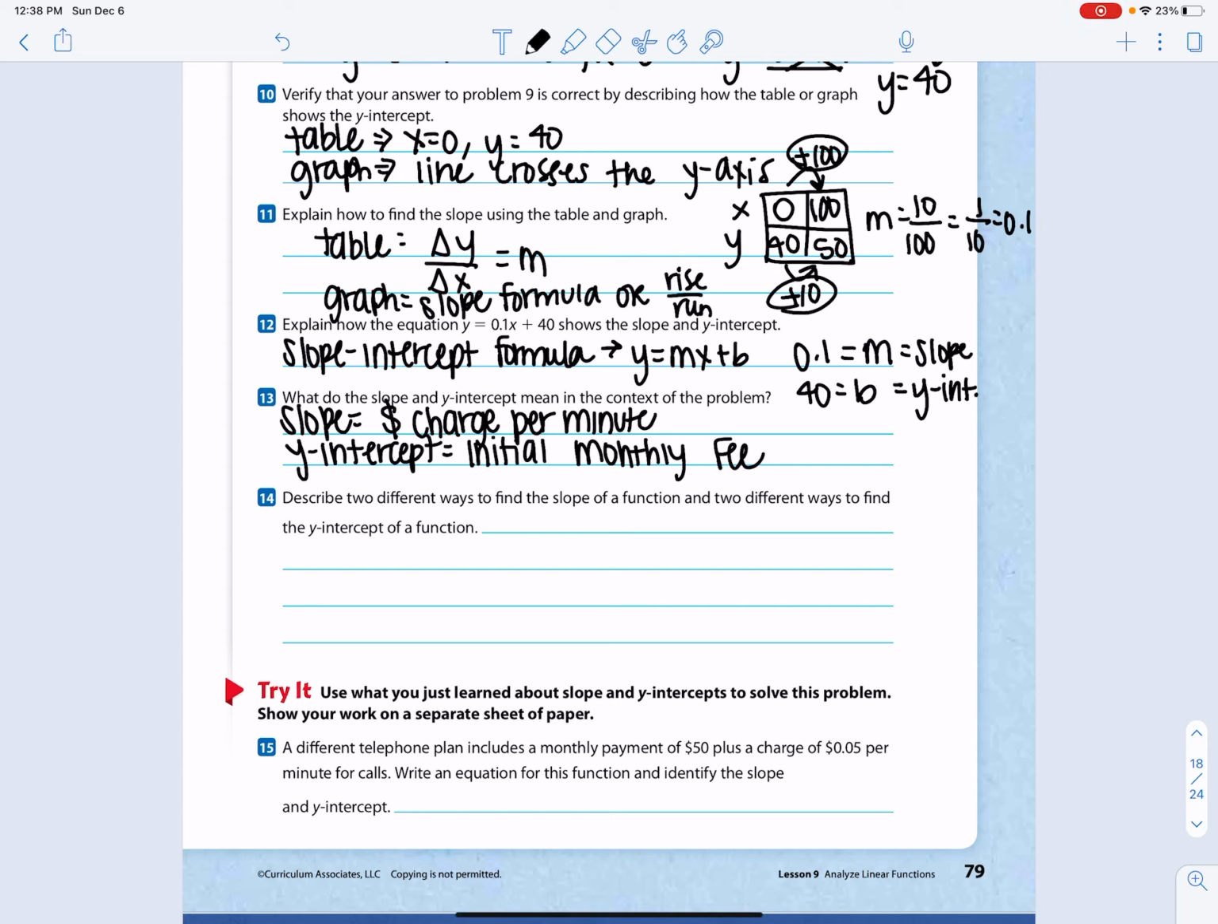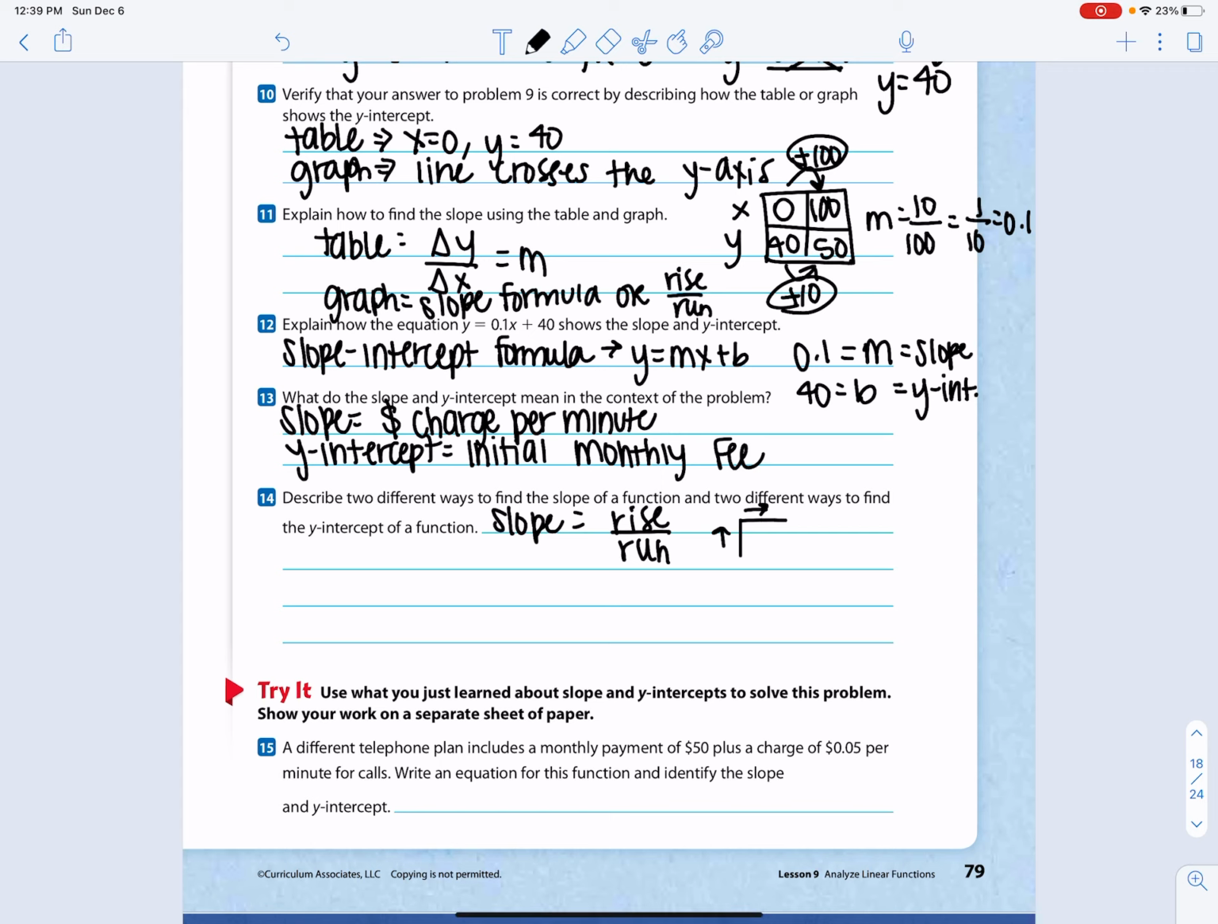Okay. Number 14, describe two different ways to find the slope of a function and two different ways to find the y-intercept of a function. Two different ways to find the slope. And again, we've done this so many times, so that's why I was laughing. Slope could equal the rise over the run. So you could use a graph to do that and just say, how many do I go up? How many do I go over? That's my rise over my run.